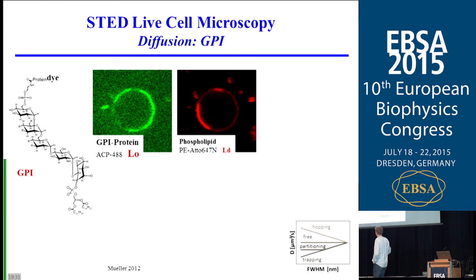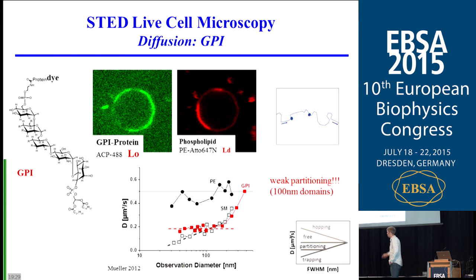And if we investigate that with our StatFCS recording, shown here, diffusion coefficient, observation spot diameter, again PE, SM, and the GPI also shows trapping, but it shows this kink, roughly at 100 nanometers. So we have weak partitioning into roughly 100 nanometer large domains.